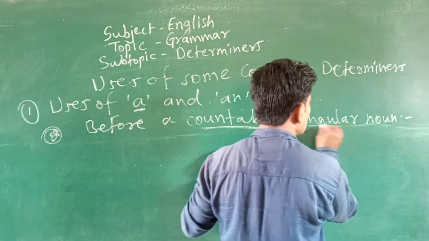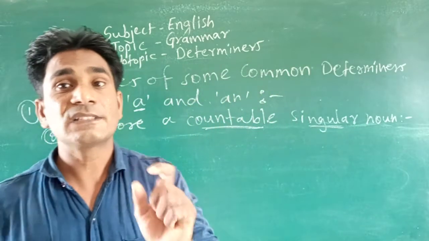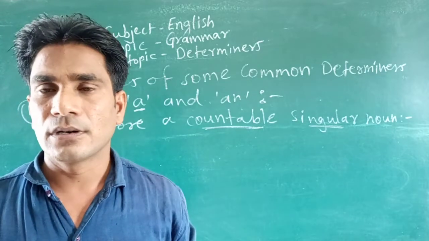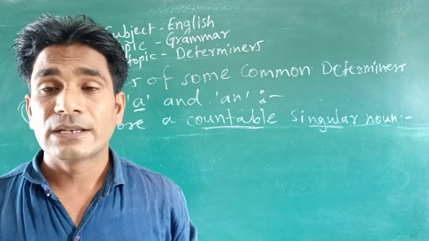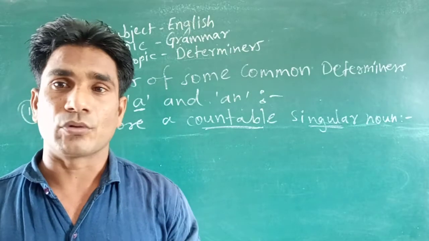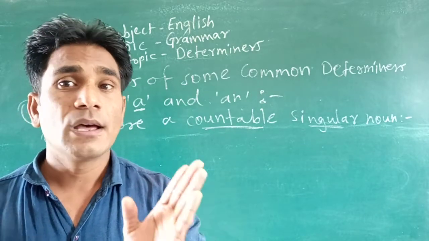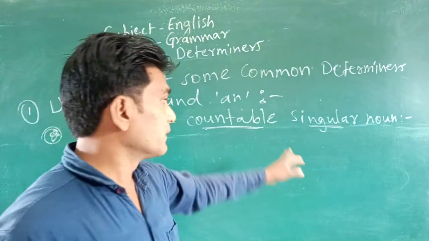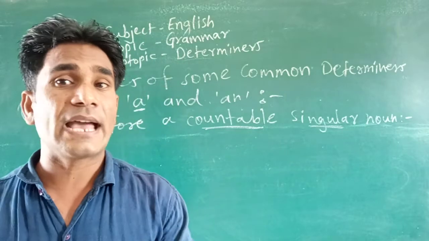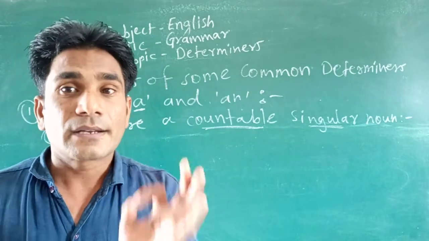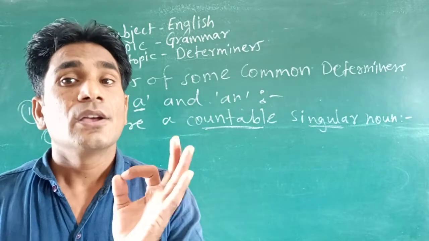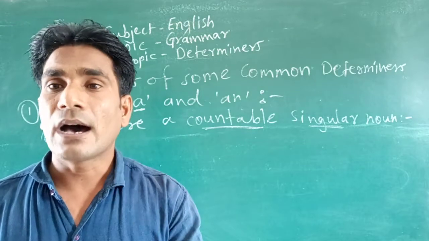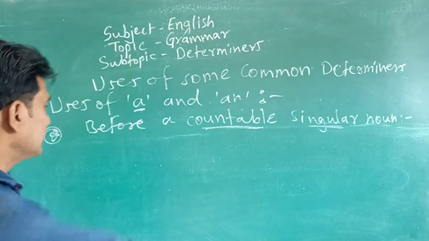Second thing is singular. A or an cannot be used before a plural noun. Before a plural noun, it cannot be used. So the first thing you must know about a or an is that these determiners are used before a countable singular noun. Let's see examples.